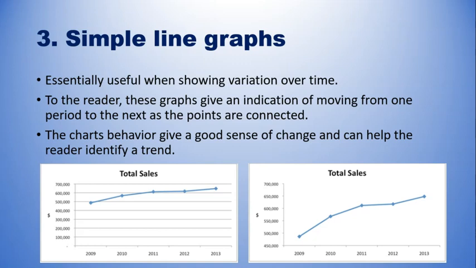Now we've got what is called a line graph. All right, this is essentially useful in presenting information for trend analysis. The graphs give an indication of moving from one period to the next as the points are connected by the line. All right, so the chart behavior gives a good sense of change and can help to identify a particular trend. Okay, so they help the reader to identify the trend or the behavior over time of sales.